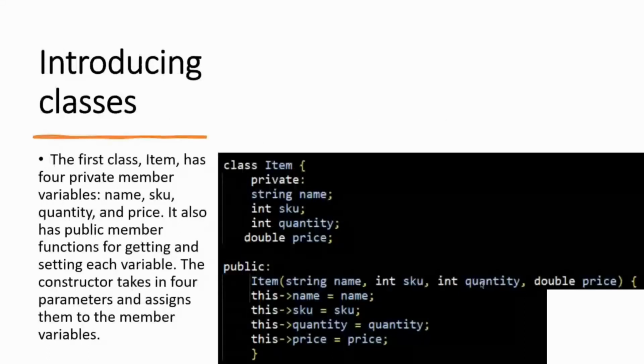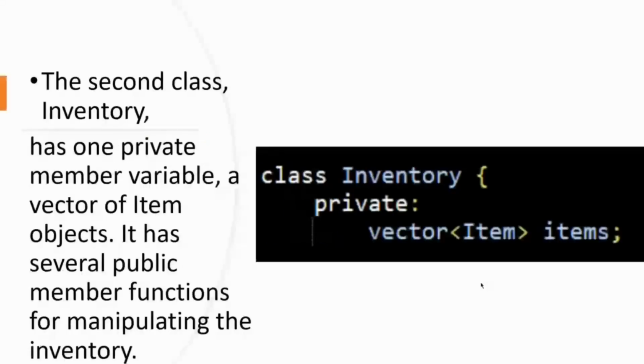So, the classes. The first class, which is item, has 4 private member variables: name, SKU, quantity, and price. It also has public member functions for getting and setting each variable. The constructor takes in 4 parameters and assigns them to the member variables. And the second class is inventory. It only has 1 private member variable, a vector of item objects. It has several public member functions for manipulating the inventory.